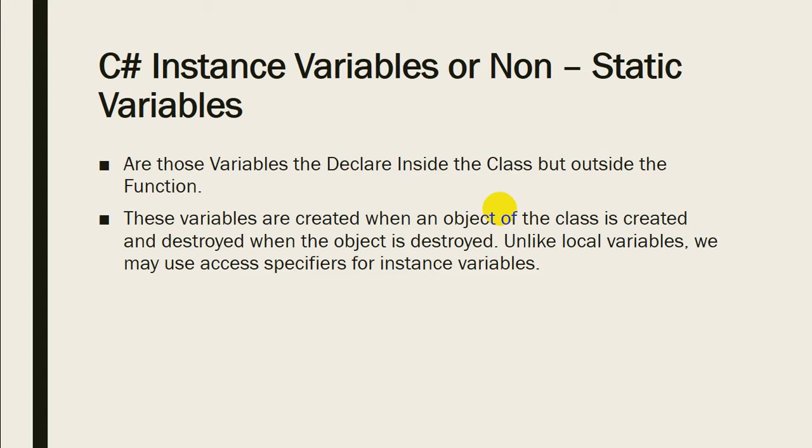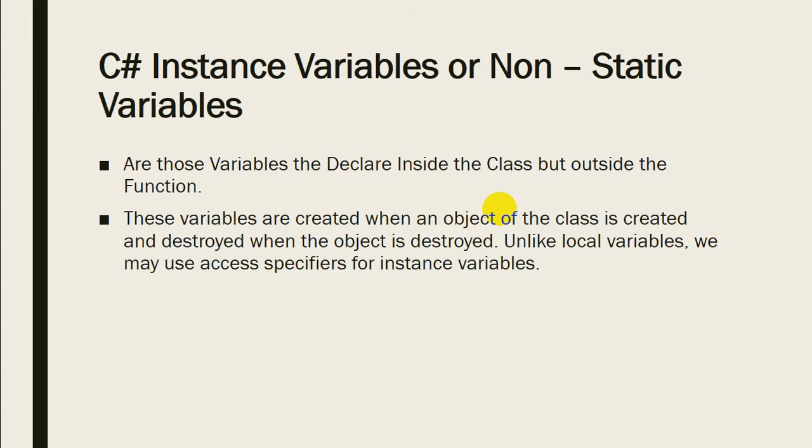So we can also use the access specifiers with these variables, like private, public, protected. These are a little advanced topic, so we will discuss all these in our next class that will be a little advanced in C#. This is the beginner class, so this is just to familiarize you with instance variables and local variables. As I told you, instance variables are declared inside the class but outside the function. So let's see how we can declare, how we can create the instance variable.